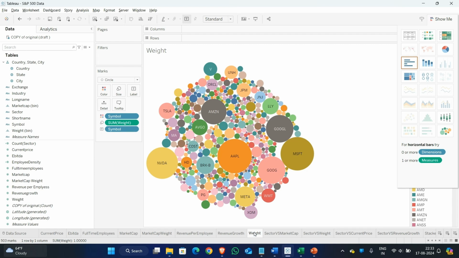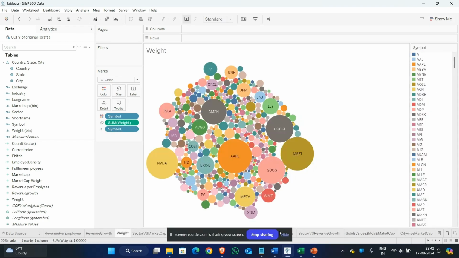Next, we go to the weight analysis. I chose a bubble chart for this, and in terms of weight, Amazon, AAPL, Nvidia, Google, and Microsoft have the maximum weight in the S&P 500 group of companies. So that's all about the individual column analysis.